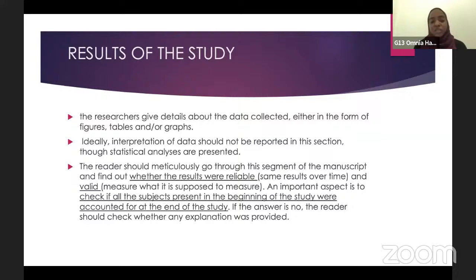An important aspect is to check if all subjects present in the beginning of the study were accounted for at the end of the study. And if the answer is no, the reader should check whether any explanation was provided, as I said in the beginning.